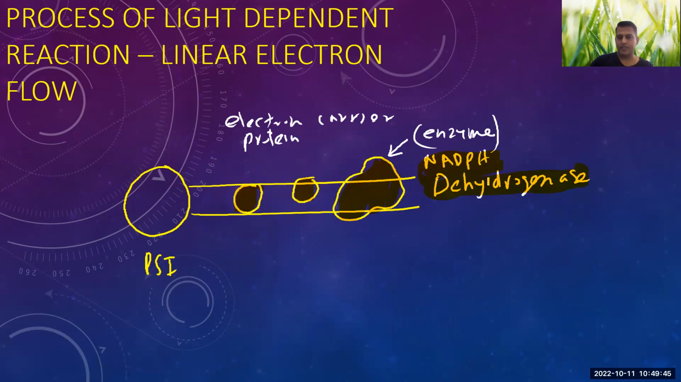NADPH dehydrogenase is the enzyme. Now, what is going to happen to these electrons? These electrons, excited from PS1 at 700 nanometers, move into this complex, move into this complex, and move into this complex.